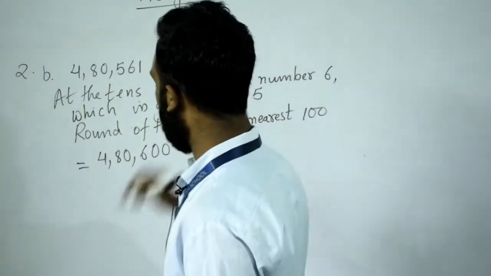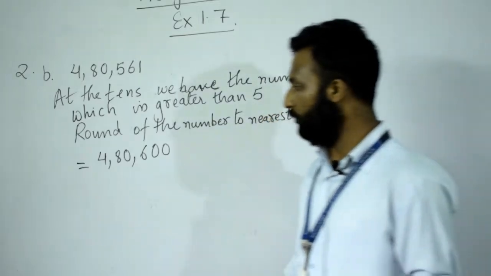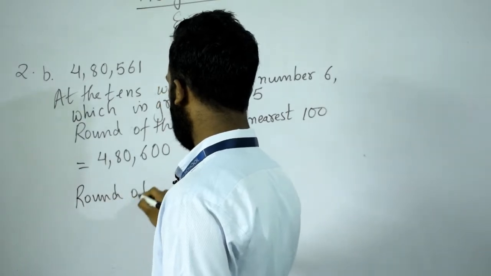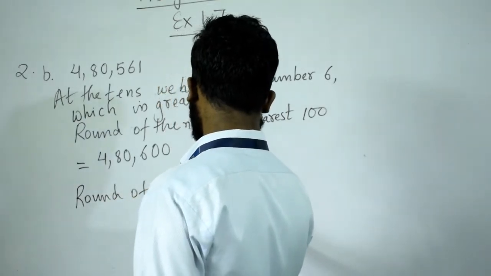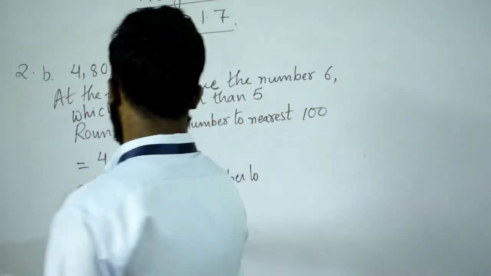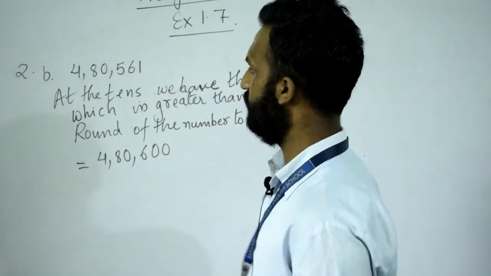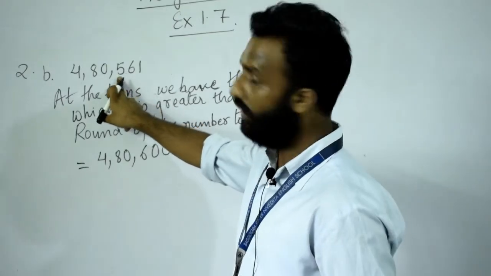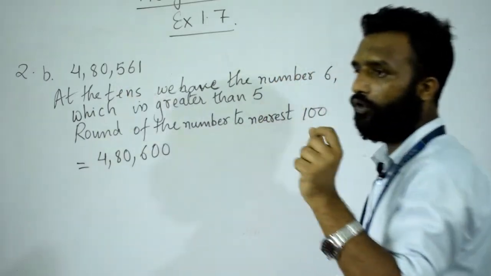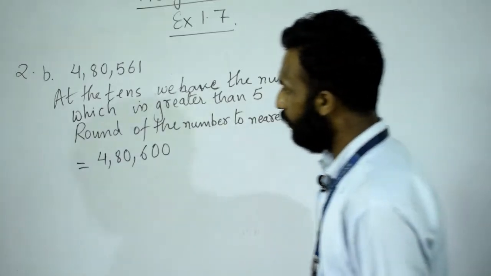Now let's round up to the nearest 1000. First let's check here. For 1000, we'll see the number at the 100 place. So at the 100 place, what do we have? We have 5. As I have told you, when the number is equal to 5 or more than 5, then we'll round up the number to the 1000.